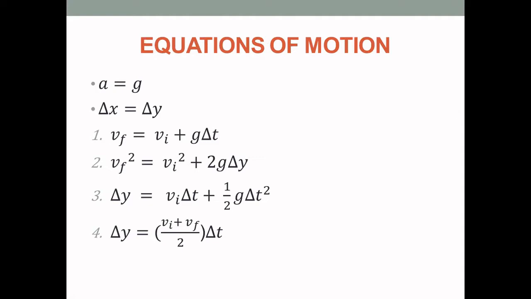The last equation is delta y equal to v initial plus v final all over 2 times delta t, where v f stands for the final velocity, which is measured in meters per second. v i is the initial velocity, which is measured in meters per second. g is the gravitational acceleration. Its value is 9.8, and it is measured in meters per second squared. Delta t is the time taken between 2 points, which is measured in seconds. Delta y is the displacement between 2 points.